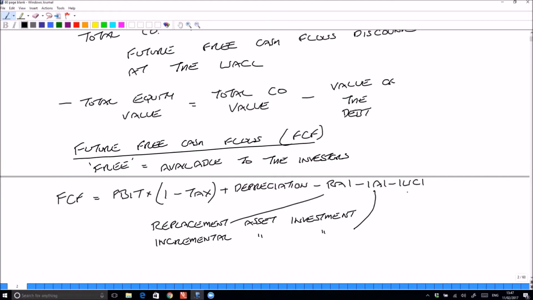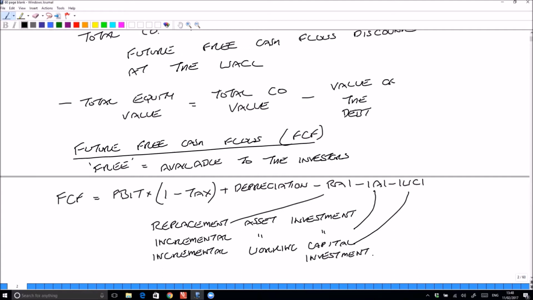And then what's the IWCI? Well, as ever, what's WC? It's working capital, isn't it? And that's our incremental working capital investment. And as you grow your business, as well as non-current assets, what else do you need to grow? Well, you need to grow the current assets, don't you? And so that's our incremental working capital investment. And that's our exam definition for free cash flows.